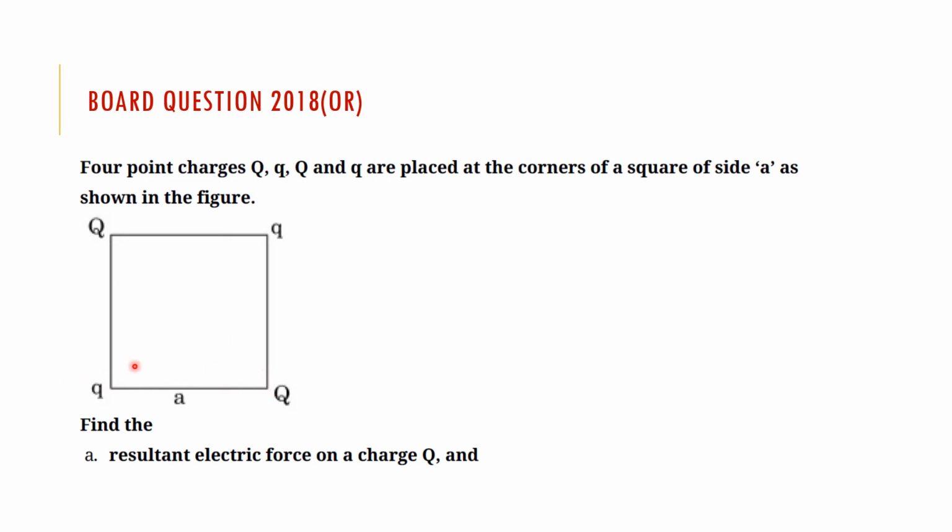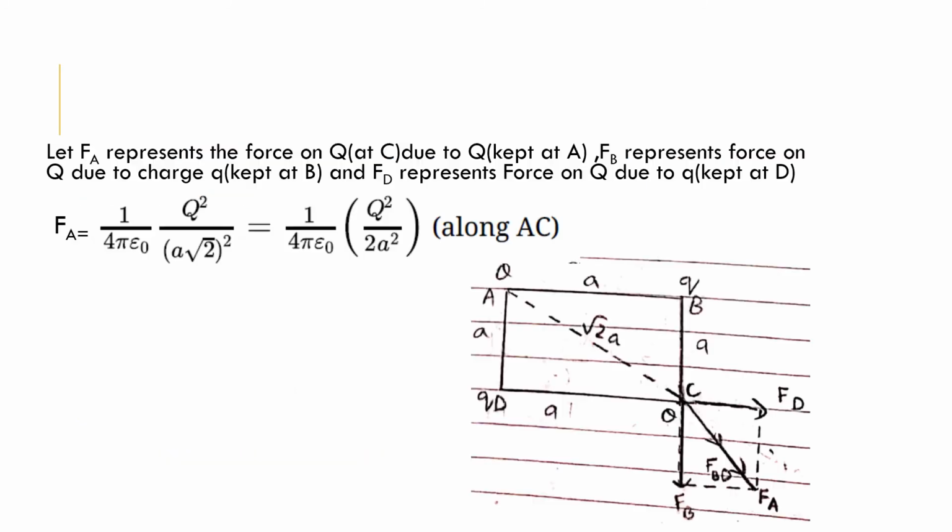Then mark all the directions of forces due to these three. What will be the resultant force acting on this q due to this q plus due to this q plus due to this q? For that, let us mark the vector notations. This is how you have to draw the diagram. This is the charge q we have considered to find the resultant force. It will have three forces: due to the charge kept at A, due to the charge kept at B, and due to the charge kept at D.